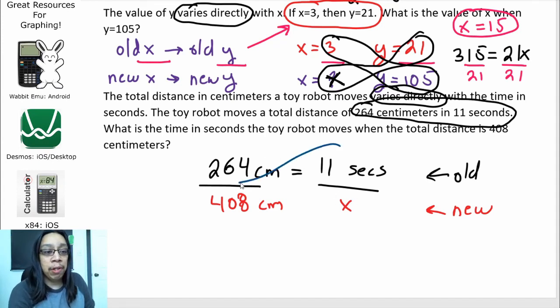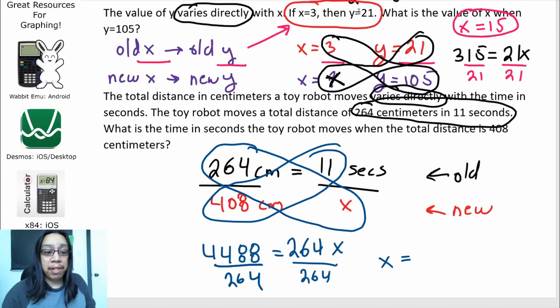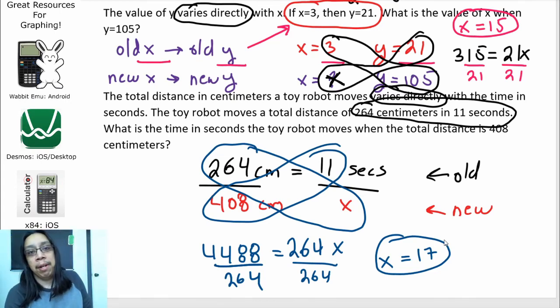So now from here, we're going to go ahead and cross multiply. 408 times 11 should get you 4488, equals, we're going to go ahead and cross multiply over here, 264x. And now to solve this problem, we're going to divide both sides by 264. And the value is going to be, let's go ahead and use our super duper secret calculator. So 4488 divided by 264 is going to get me 17. So that means that my value here is going to be x equals 17. It's going to take this robot 17 whole seconds to travel that amount.